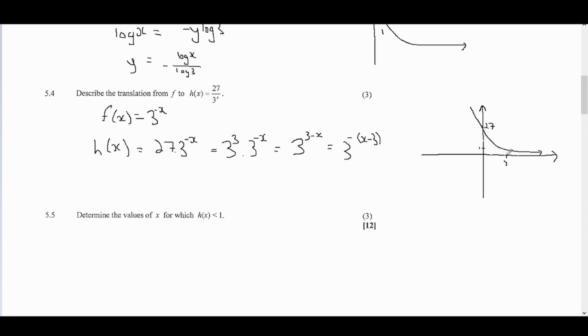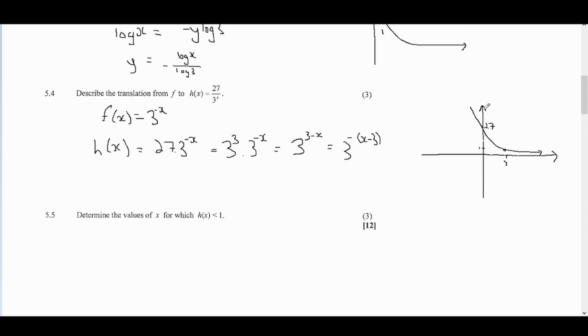If we substitute 3 into here, this becomes 3 minus 3, which is 0, so it gives us that point, where this point before was on x equal to 0, but now you can see it's actually on x equal to 3. So the movement, or the translation from f to h, was 3 units to the right.